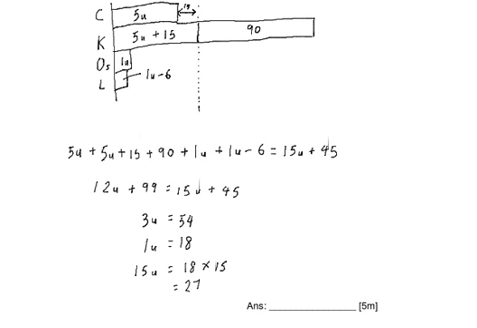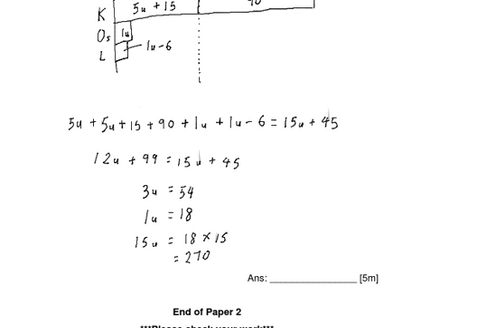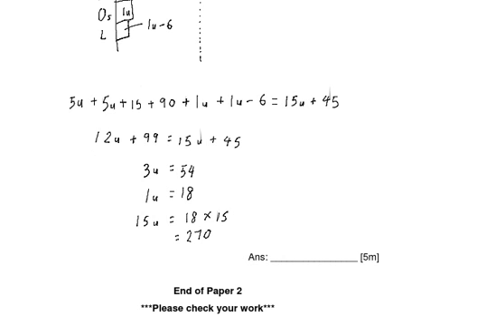What must I do to this 270? Add 45, okay? 270 plus 45. So I have 270 plus 45, and I get 315. And this is the answer. Anyone has any question with this? Yes, Amish?